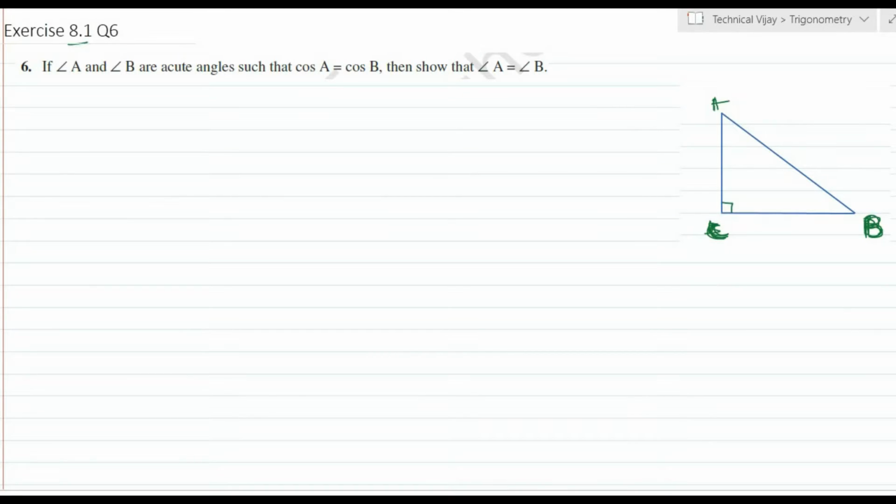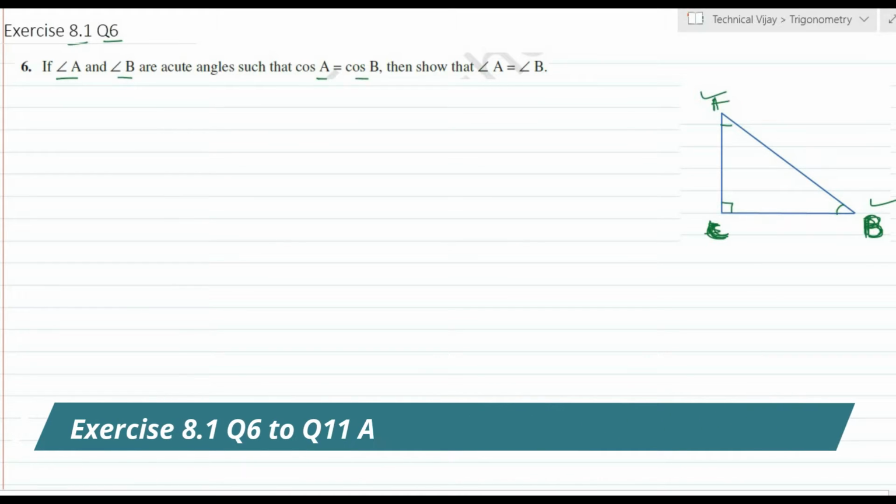Exercise 8.1, question number 6. If angle A and angle B are acute angles such that cos A is equal to cos B, then show that angle A equals angle B. Here angle A and angle B are acute angles. So now we will consider cos A and cos B.